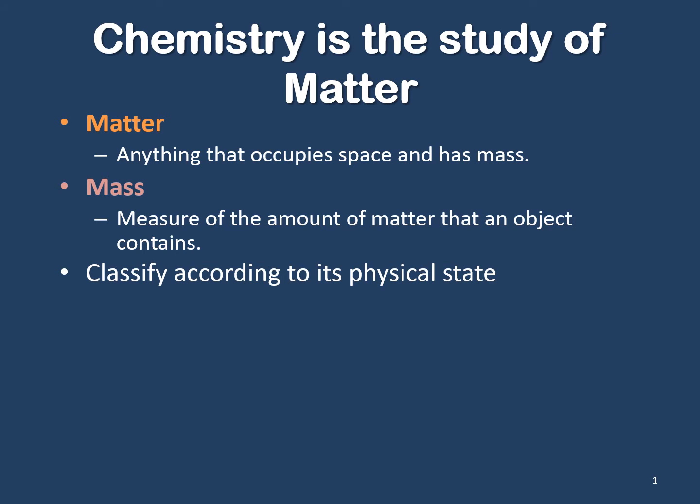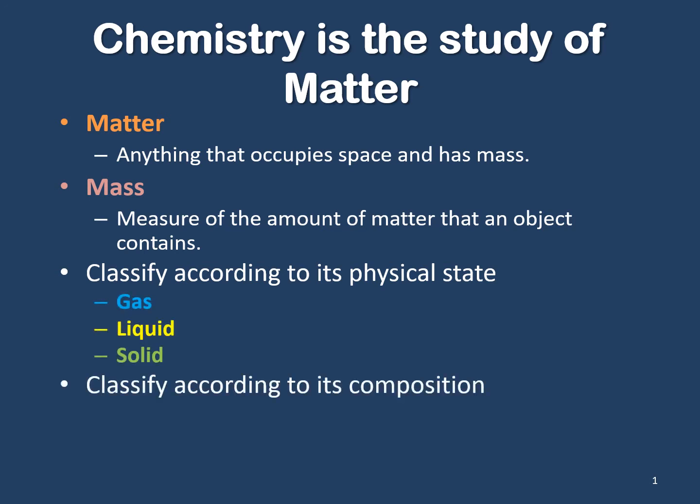We can classify matter in two different ways: by physical state, such as gas, liquid, or solid, or by its composition. What is the matter made up of? Is it made up of elements, compounds, or is it a mixture of more than one substance? So these are the two major ways chemists classify matter. Now we're going to go into these ways just a little bit more as we go through.